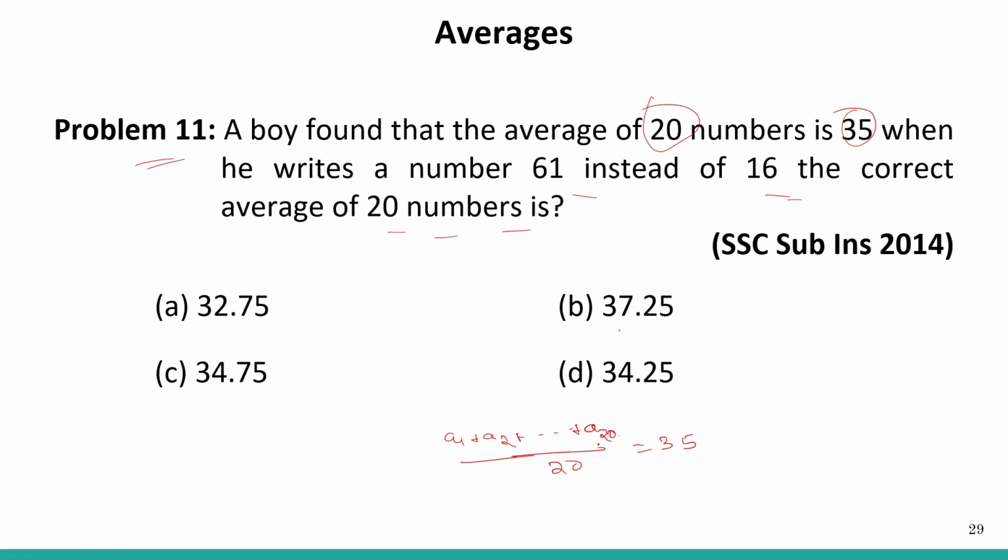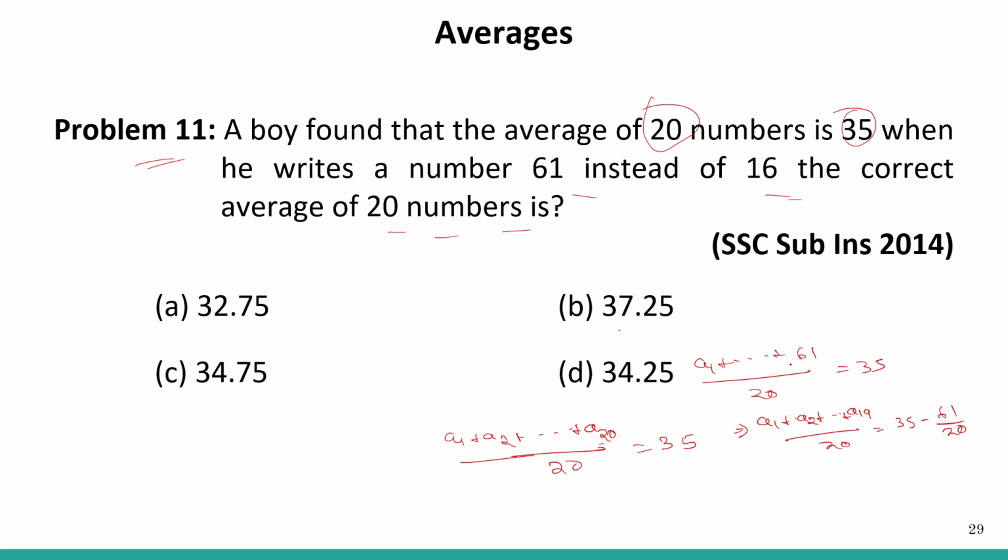Let the 20th number be the number that was miswritten. So it will be A1 plus dot dot dot plus, it was written 61, so 61, whole divided by 20 is equal to 35. This is what is given to us. So this implies that (A1 plus A2 plus dot dot dot plus A19) by 20 is equal to 35 minus 61 by 20, right?